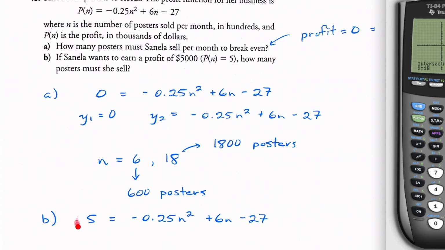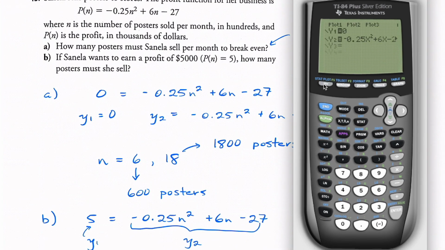So my Pn on this side is now 5. So I'm going to write that side. That's going to be my y1. And then this whole other side is going to be my y2. So I'll type those into my calculator and find where they intersect.